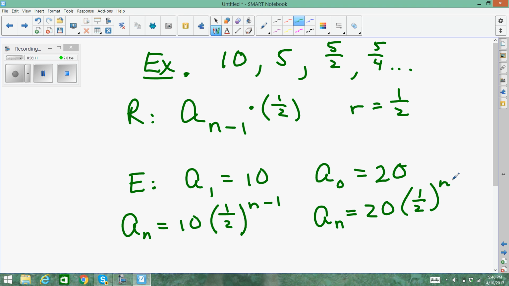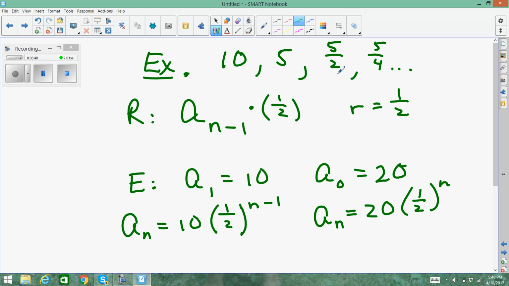Now, if you're worried about confusing these formulas, and I really don't want you to think about memorizing these formulas, I want you to understand why they work. We're talking about the first term times the rate, the common ratio, and then raised to a power. So if you forget which way it works, let's plug in n equals 3. This is the third term in the sequence, right? So we're going to plug in n equals 3, and we hope that we get out 5/2.